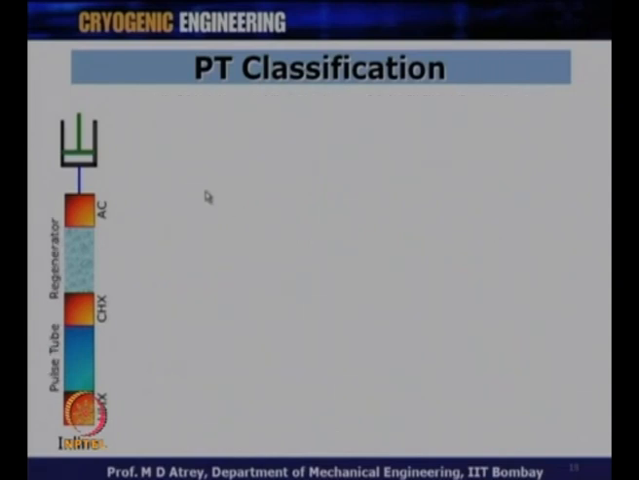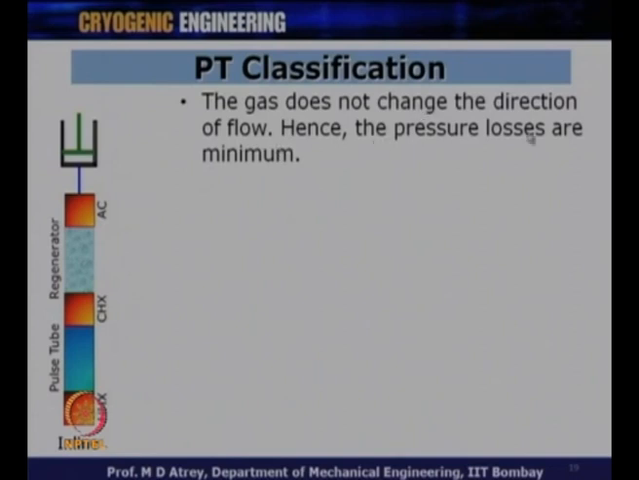Let us come first to the inline configuration. The gas does not change the direction of flow, hence the pressure losses are minimum. You can understand that during pressurization, the gas will travel up the entire length, and during depressurization, the gas will go back. So, during pressurization the gas comes straight, there is no change of direction, and therefore there are no pressure drop losses across this. Thermodynamically speaking, this will have minimum pressure drop, and therefore this pulse tube cooler will be most efficient. So, what is the problem? This will take a long length. The space occupied by this pulse tube cooler in this length dimension will be pretty high as compared to other units.